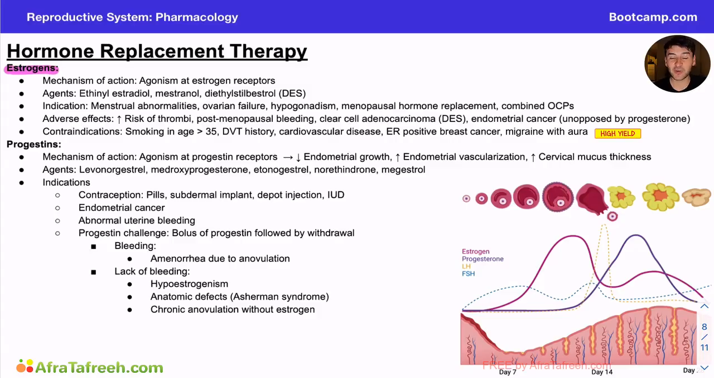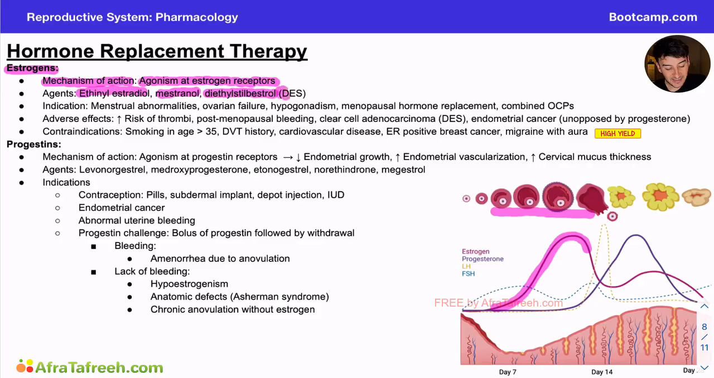And just to refresh you, estrogen is going to be the hormone that is responsible for the proliferative phase of the menstrual cycle. So it's going to be here in this beginning part, and estrogen is going to be secreted by the developing follicle during this portion of the menstrual cycle. And when it comes to the mechanism of action, it's pretty simple. Our mechanism of action here is agonism at estrogen receptors. And in terms of the agents that classify as hormone replacement with estrogen, we have ethinyl estradiol, mestranol, and also diethylstilbestrol, which is known as DES.